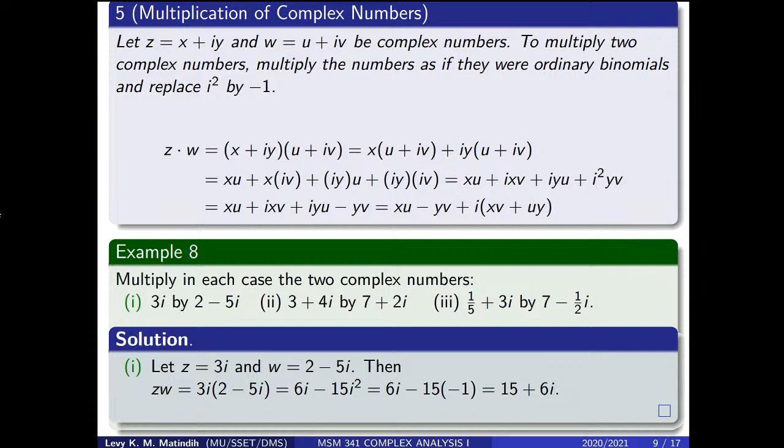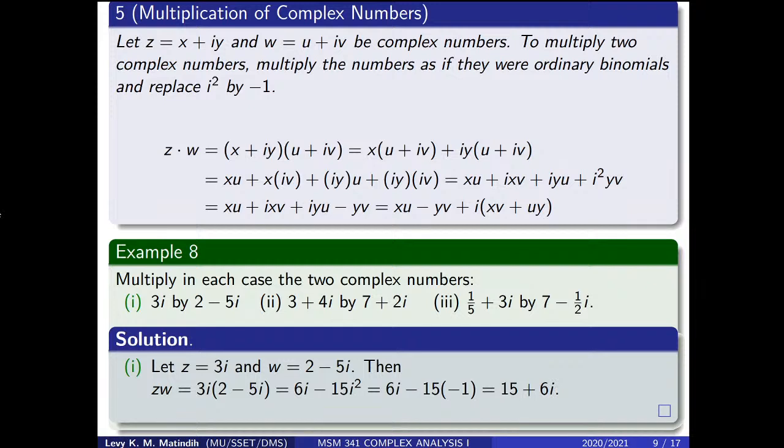So to multiply two complex numbers, z and w, we multiply them as if they were ordinary binomials. We know what a binomial is. And replace wherever there is i squared by -1. Whenever you see an i squared, replace it by -1. An example is this one. z times w is equal to x plus iy times u plus iv.